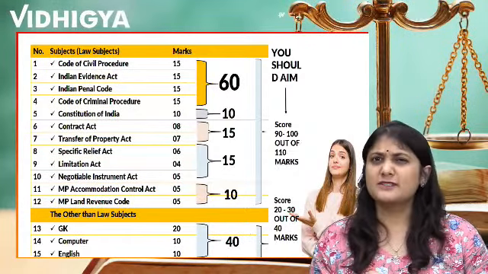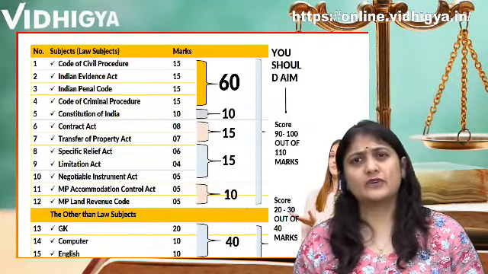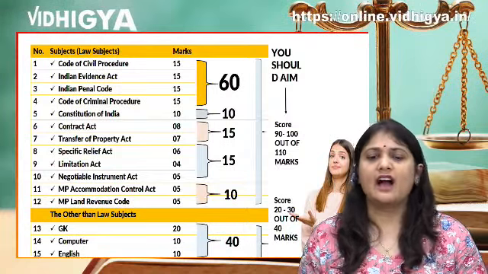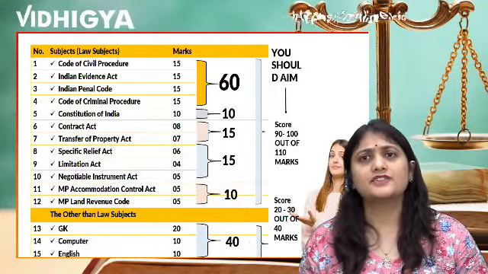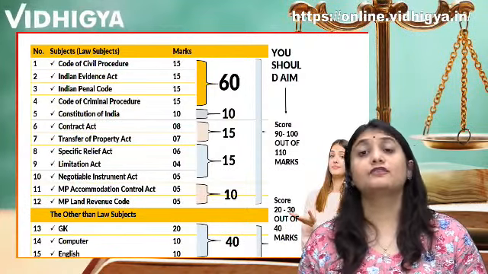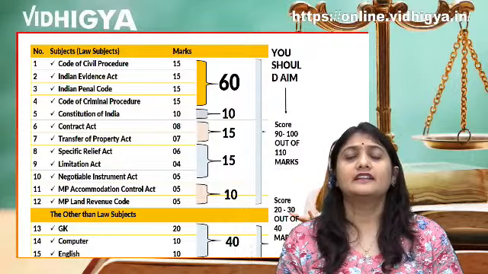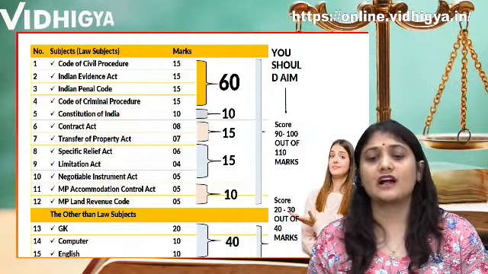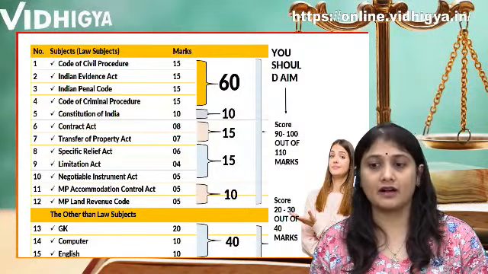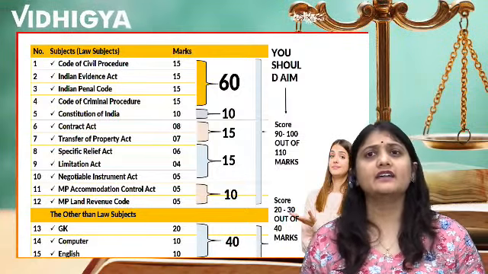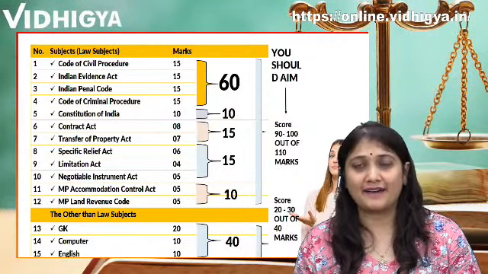Along with it, the small and minor subjects, which we generally tend to forget, ignore, or keep on the side, are the Specific Relief Act, Limitation Act, and Negotiable Instruments Act, which are for 15 marks of your entire paper. And then finally, the MP local laws, which are the Accommodation Control Act and the Land Revenue Code, which is for 10 marks. Now you see, the entire law subjects in total come to 110 marks.